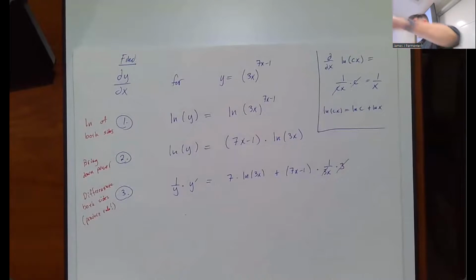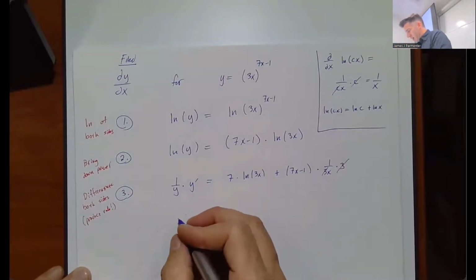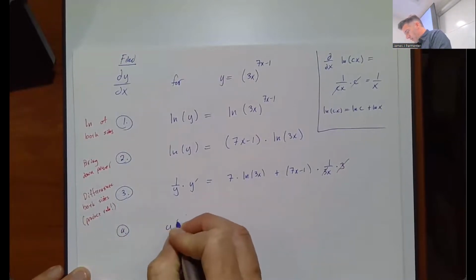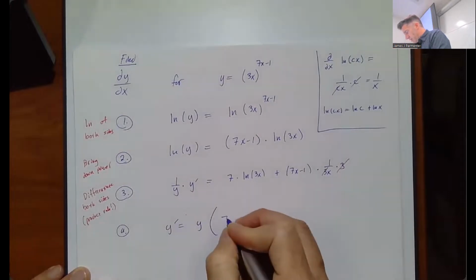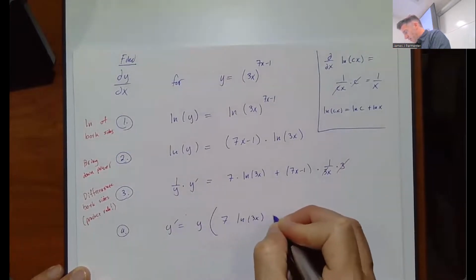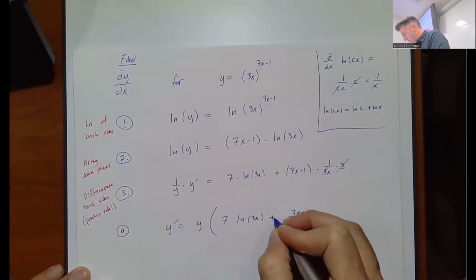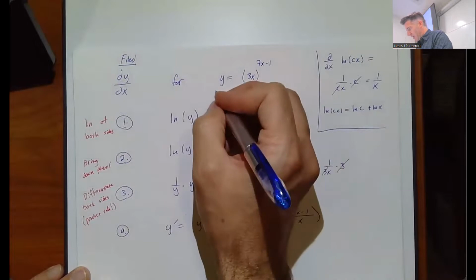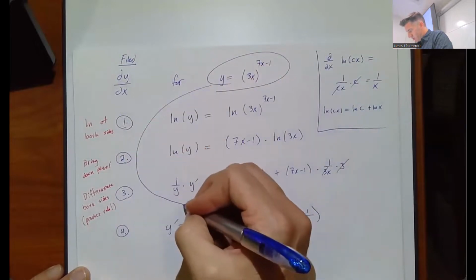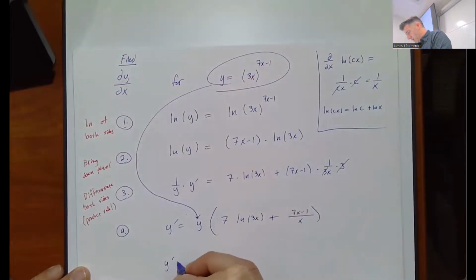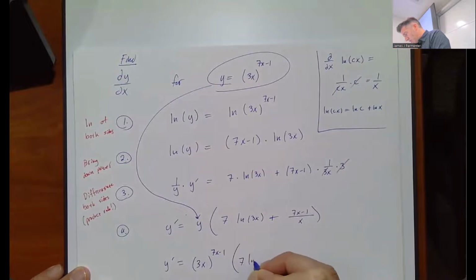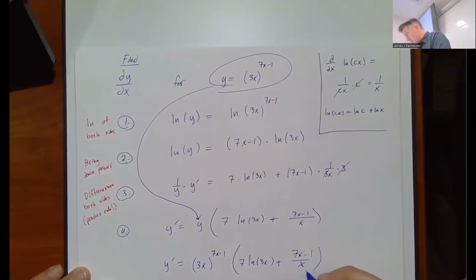So then finally, we multiply both sides by y. So y prime equals y times (7 natural log of 3x plus (7x minus 1) over x). And then finally, we replace y with what it's actually equal to. Or you could have done that in one step and gotten y prime equal to 3x to the 7x minus 1 times (7 natural log of 3x plus (7x minus 1) over x).